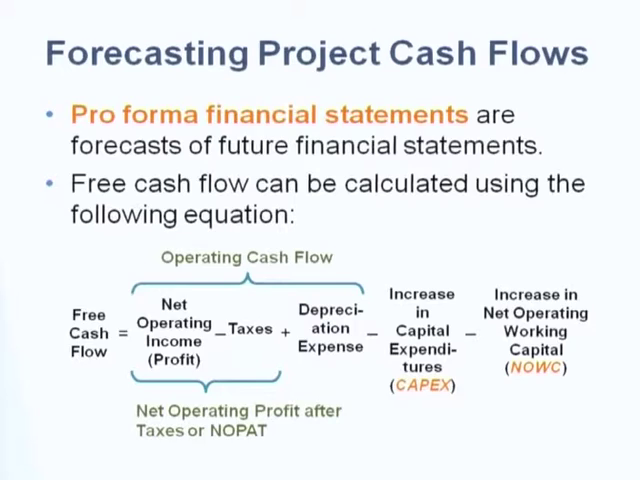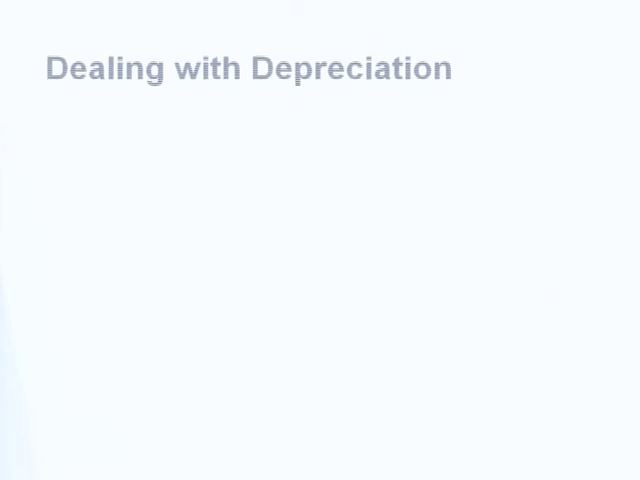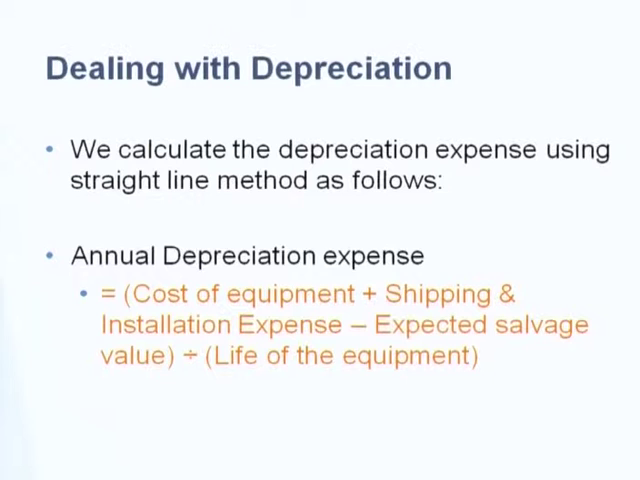So how do you get depreciation? Here is the formula. Annual depreciation expense equals the cost of equipment plus shipping and installation. These two we'll call the depreciable asset: cost of equipment plus shipping and installation. And subtract the expected salvage value, how much you expect to sell it for at the end of its useful life. Then you divide by the useful life of the equipment, you get depreciation.